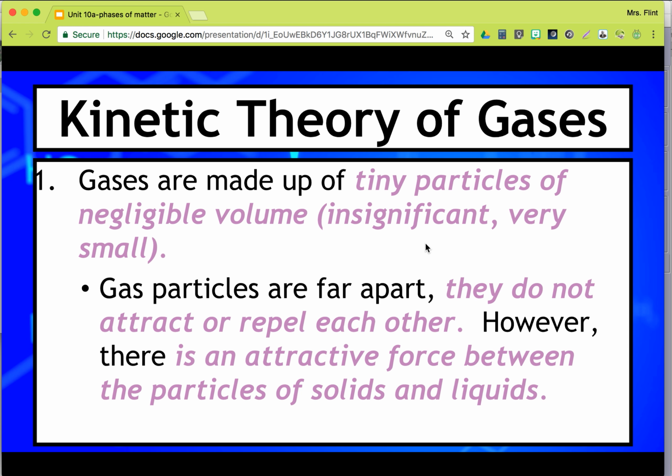However, there is an attractive force between the particles of solids and liquids. It's what makes a solid and a liquid, is the fact that they're close enough to each other and have a strong enough attraction that they will actually attract and hang on to each other. Gas particles are so far apart, just like if you're holding two magnets far away from each other, there's no attraction between the positive and negative charges.